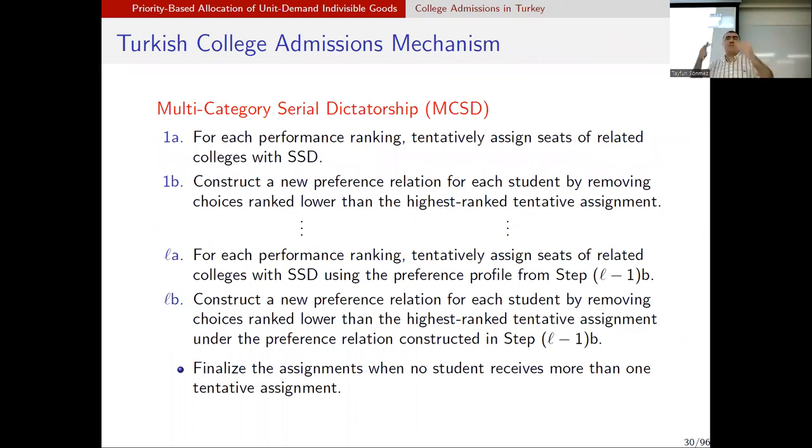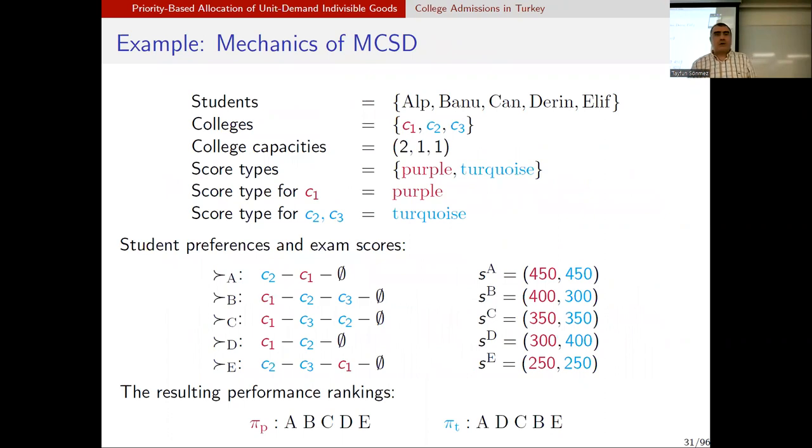For each performance ranking, you tentatively assign seats to related colleges with simple serial dictatorship. But when you do that, some students will get multiple assignments if they have schools in their rankings with these different mapped rankings. Then what you do is you chop the preference of the students in such a way that anything less than their top choice that they are assigned is removed, so that those resources are not wasted. Now that's a new preference profile. Do exactly the same thing until nobody gets more than a single assignment.